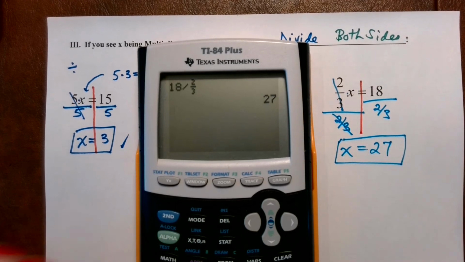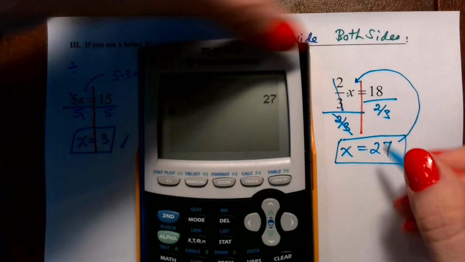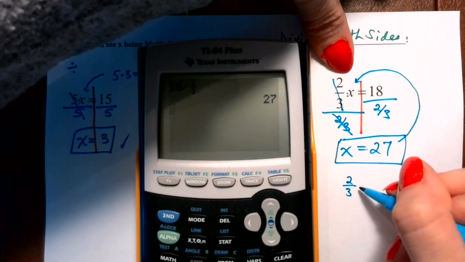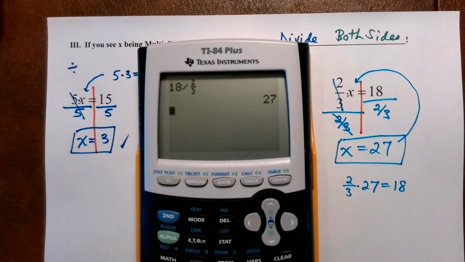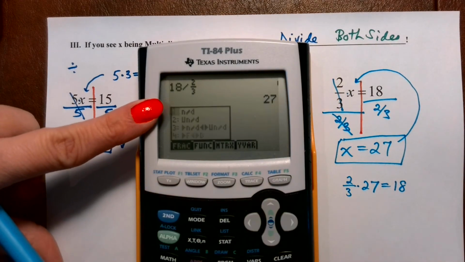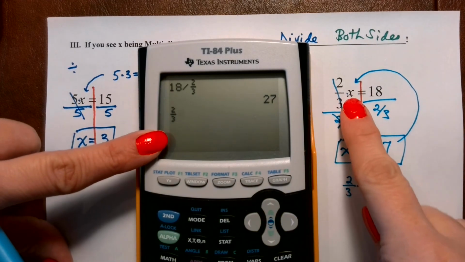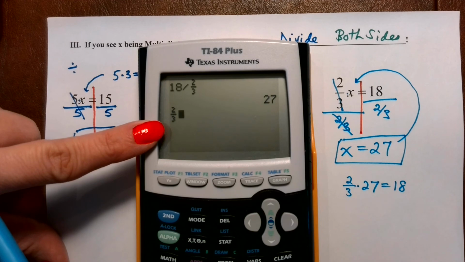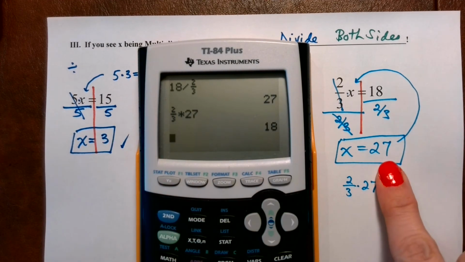We could check this. We could take 27 and plug it in right there. Let's see, does 2/3 times 27 make 18? I'm going to use my calculator. I'm going to get a fraction and say 2/3. Does 2/3 times the x, I think the x number is 27, and that makes 18. That is the correct answer.